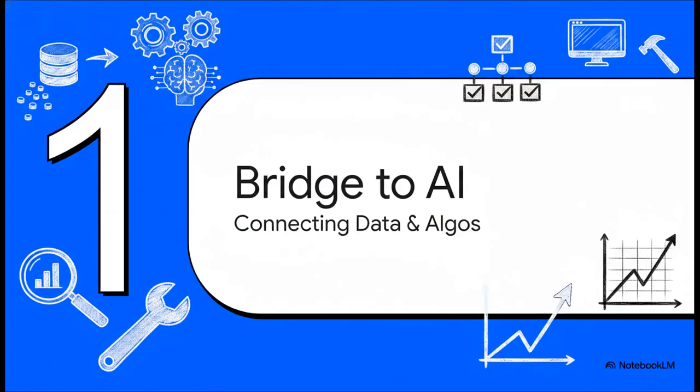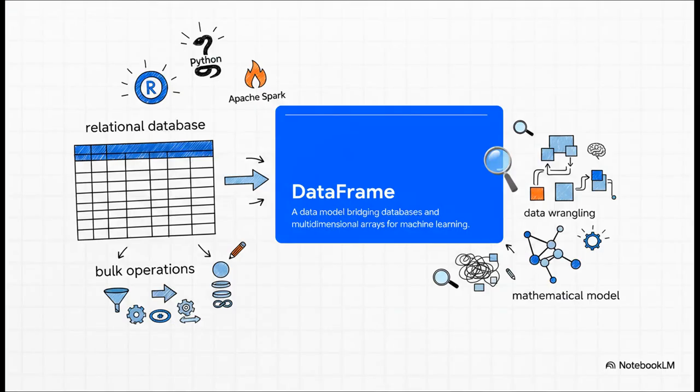Okay, Section 1. The bridge to AI, connecting relational data to algorithms. To actually extract information from standard databases and shape it up for predictive models, data scientists rely on a completely different set of tools than your typical software engineer. The secret weapon here, the ultimate bridge between these two worlds, is the data frame. Found in analytical languages like R or in Python's incredibly popular Pandas library, and even in massive distributed systems like Apache Spark, data frames act as the translation layer.